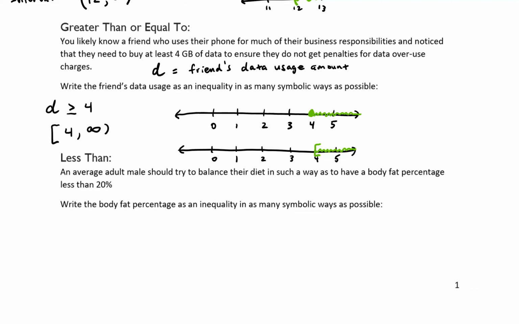It says an average adult male should try to balance their diet in such a way as to have a body fat percentage less than 20%. Write the body fat percentage as an inequality in as many symbolic ways as possible. So I'm going to create a variable once again. Let's call it B to represent male body fat percentage.